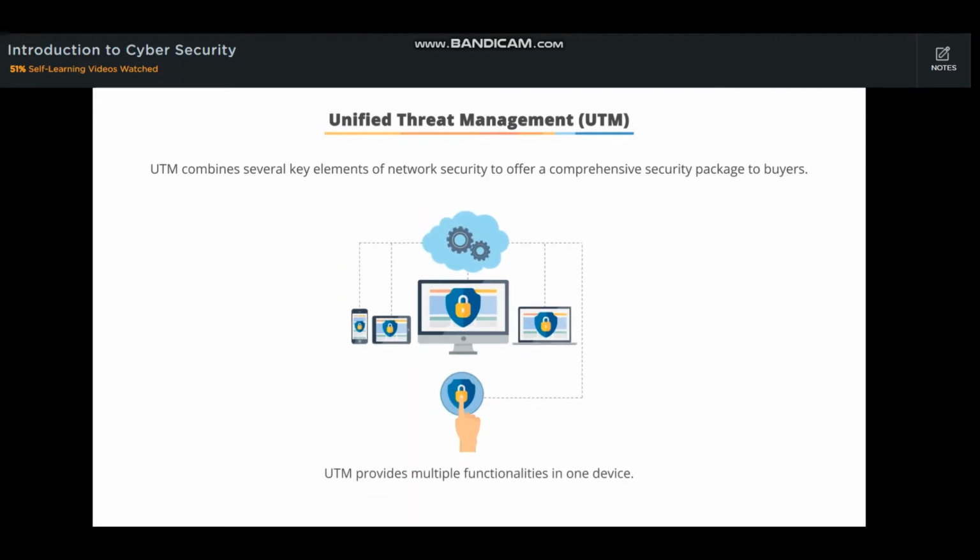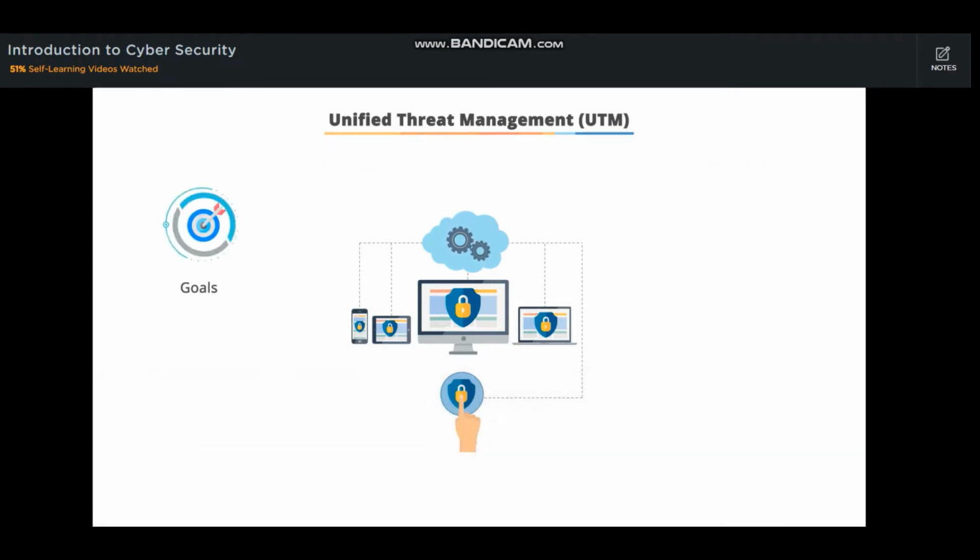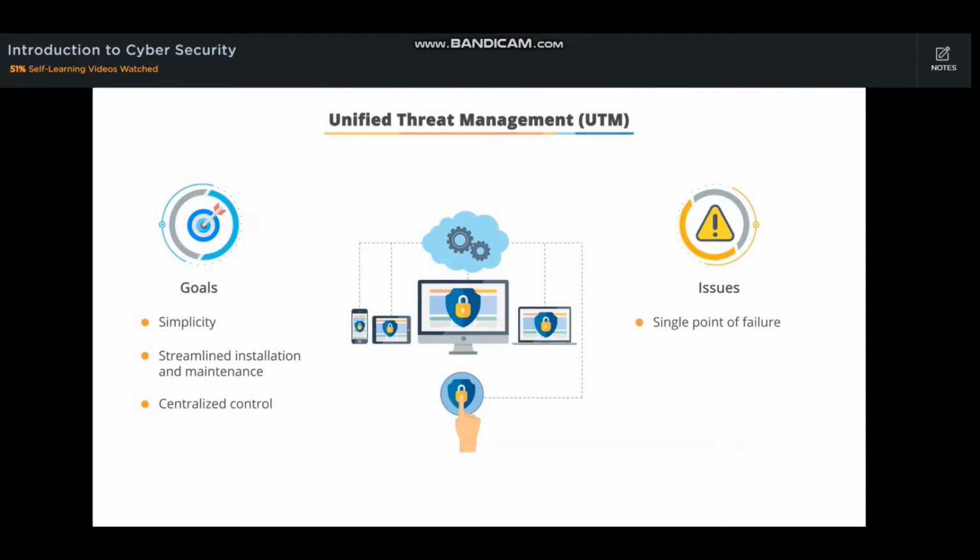It provides multiple functionalities in one device: firewall, antivirus, anti-spam, intrusion detection systems, data loss prevention, virtual private network. Goals: simplicity, streamlined installation and maintenance, centralized control. Issues: single point of failure, single point of compromise, and you have performance issues.